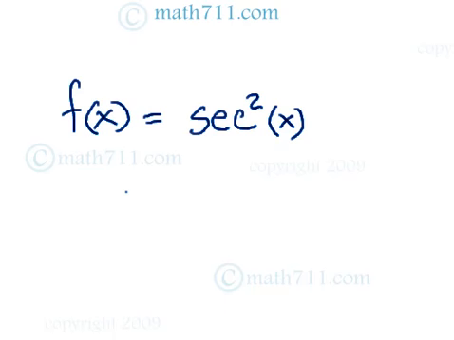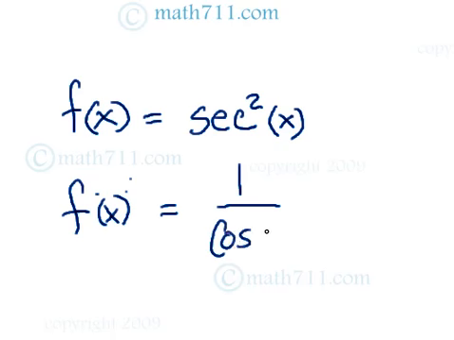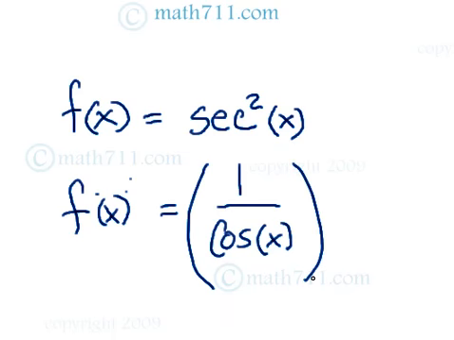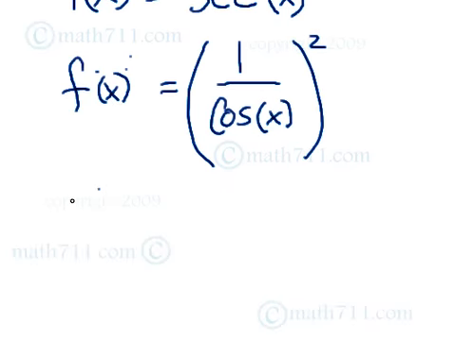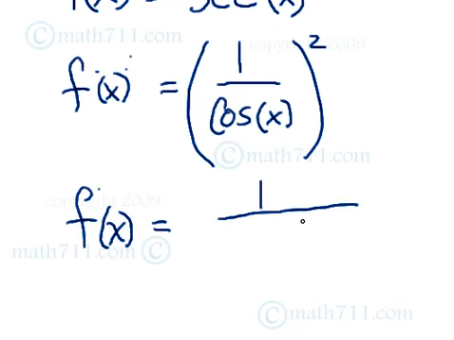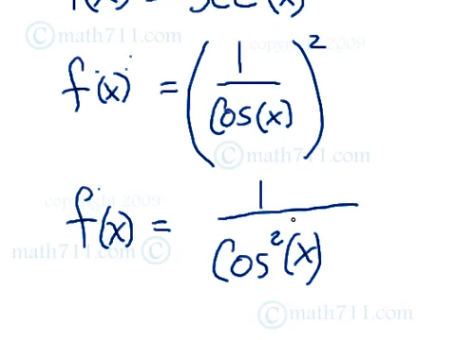So I'm going to rewrite this as f of x is equal to 1 over cosine x. Now you see this is squared. That means the whole thing, right, is squared. But by the rules of exponents, we can write this as 1 over cosine squared x. So you see secant squared x is just 1 over cosine squared x.